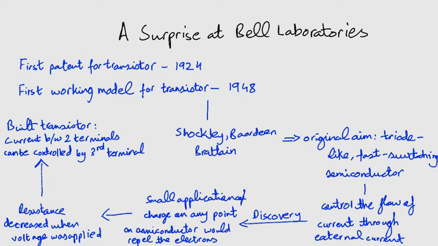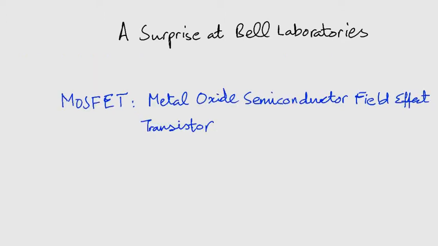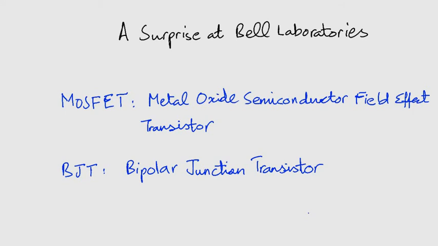This was the transistor. With the production of a silicon transistor in 1954, the transistors found more applications in radios and in computers as technology progressed. Our purpose in this module and the next is to study two types of transistors: the MOSFET or metal oxide semiconductor field effect transistor, and the BJT, bipolar junction transistor.